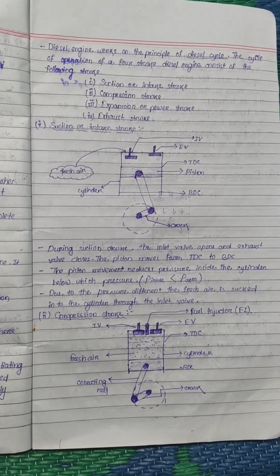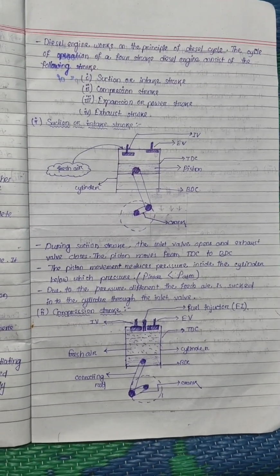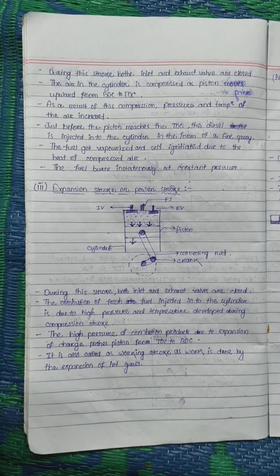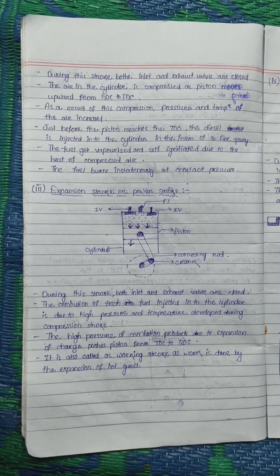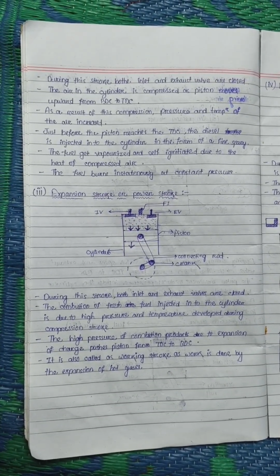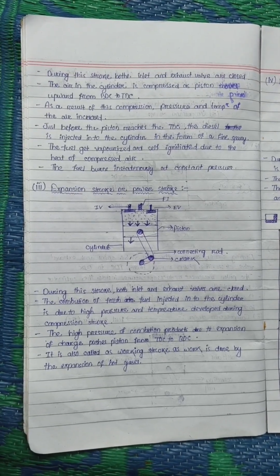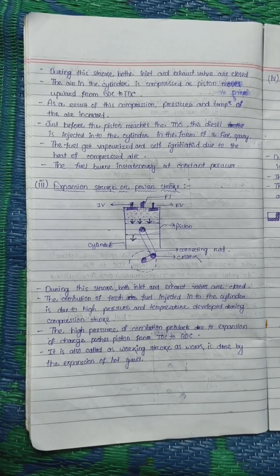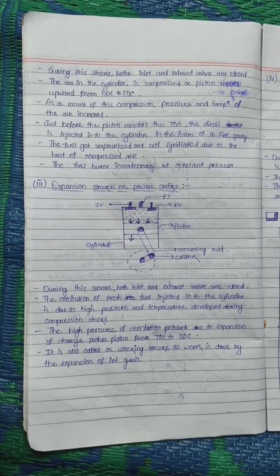Now we have the compression stroke. Here we can see a brief figure of how it works. During this stroke, both inlet and exhaust valves are closed. The air in the cylinder is compressed as the piston moves upward from BDC to TDC. As a result of this compression, the pressure and temperature of the air are increased.